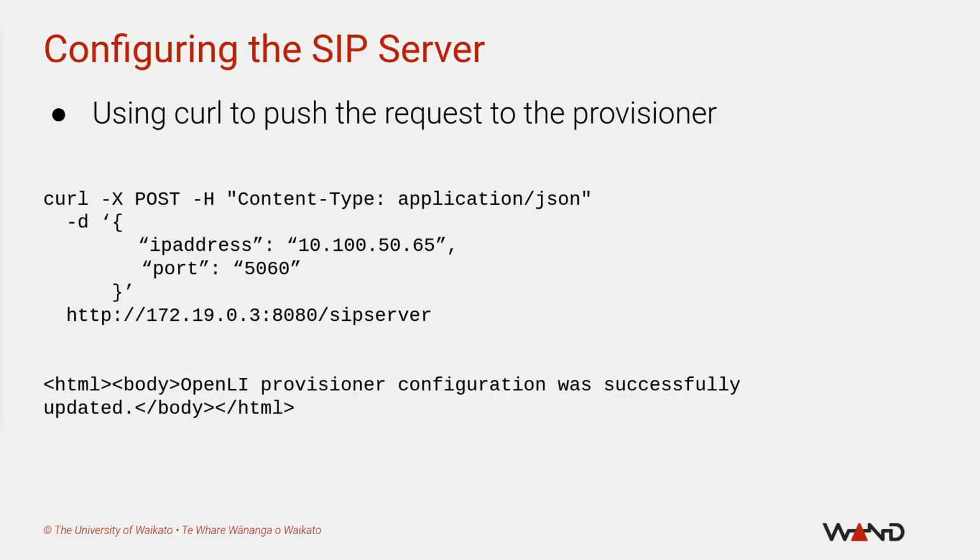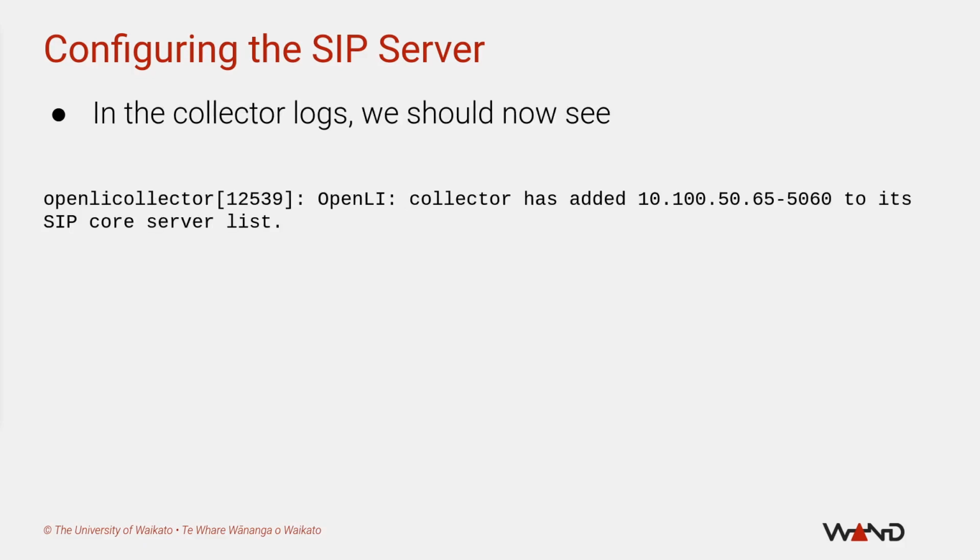And once again, we can use curl to send our POST request to the update service that is running on the provisioner. This curl command should be fairly easy to comprehend by now, and the expected response should also be quite familiar. And if you check the logs on your OpenLI collector, you should see that the collector is now aware that 10.100.50.65 port 5060 is a SIP server, and to treat all packets to and from that server as SIP traffic.